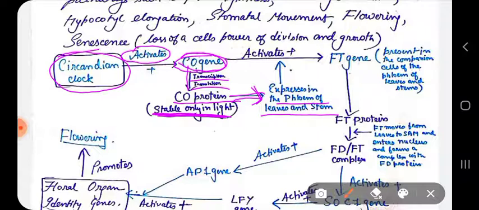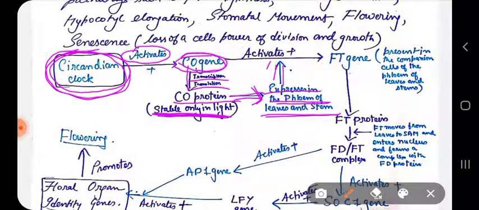Again I repeat, this circadian clock, the biological clock, will decide when flower development will occur. Like most of the spring flowers, at the springtime it will develop, it will bloom. So that circadian clock is activating the CO gene. CO gene is going to be transcribed, going to be translated to form that CO protein. CO protein is stable only in daytime conditions, and this CO protein is going to be expressed in the phloem of the leaves and stem.